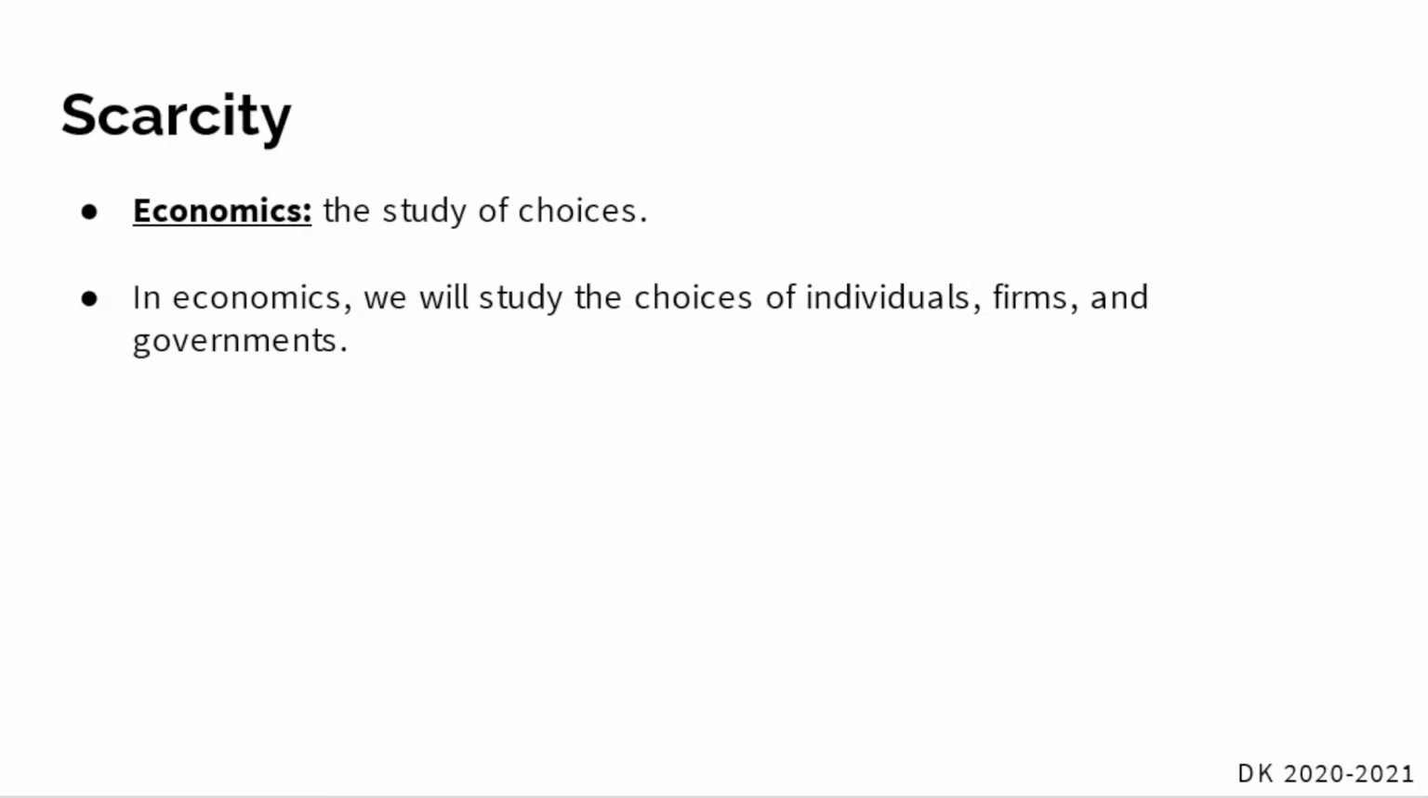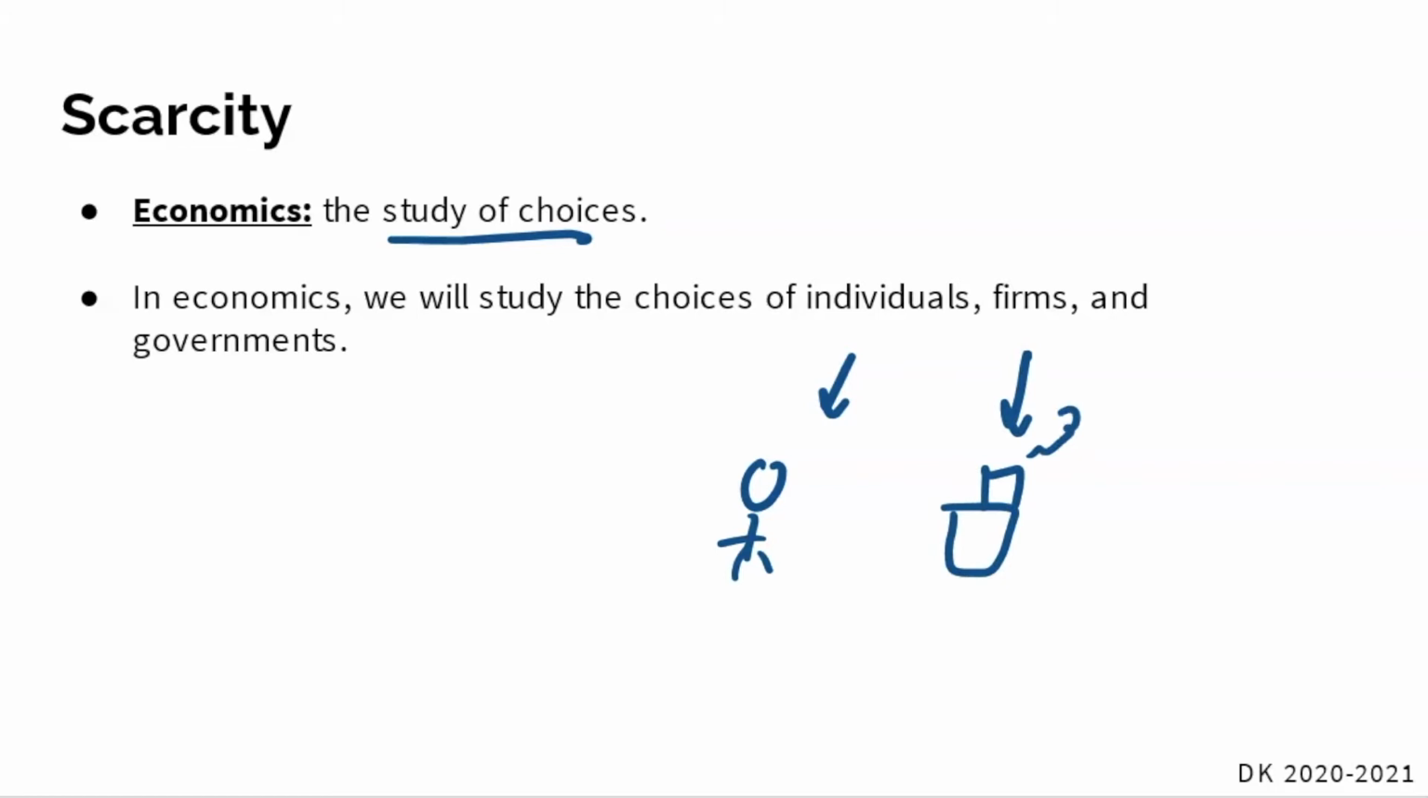We can also say that economics is the study of choices. What you see here is that our first definition, economics is the science of scarcity, leads into our second definition. Because of scarcity, we have to make choices. And in economics, we are going to look at the study of choices of individuals. We're going to look at firms, like that's my little factory. And then we're also going to look at governments. Let's just put a bunch of people there.